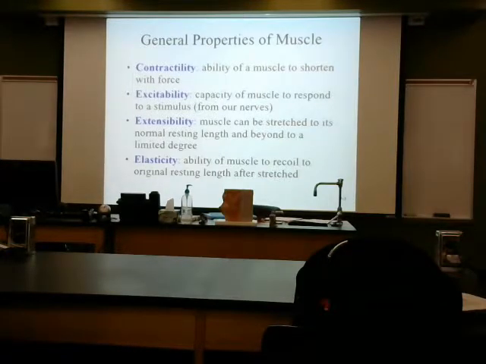Properties of muscle. This is very important right here.